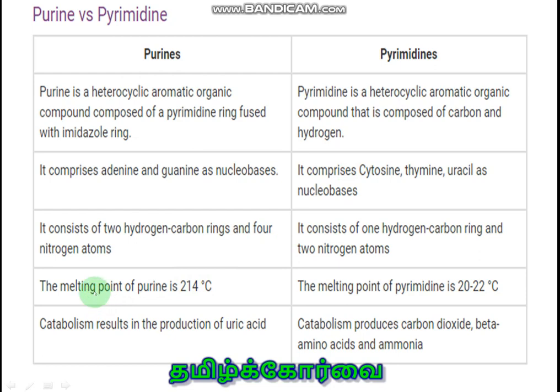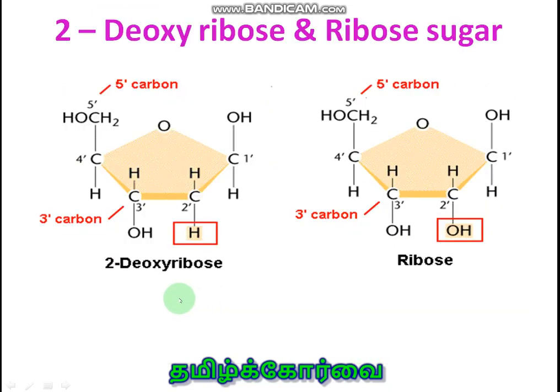The next, let us go to the melting point. Here it is 214 degrees Celsius. In one of my references, it is given. The melting point in pyrimidine is just 22 degrees Celsius here. Then catabolism: if the breakdown occurs within the cell, uric acid is produced as a waste product, and if the breakdown occurs in pyrimidine, it produces carbon dioxide, beta amino acid and ammonia.